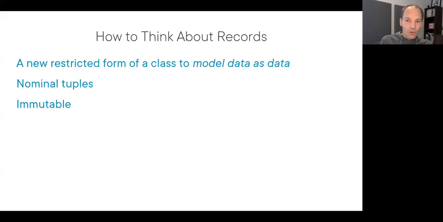Now, before we move on to a little demo, I also want to give you a little bit of a mindset about how to think about records. You should really view records as a new restricted form of a class, to just model data as data and not have to deal with everything around it that we saw previously. A little bit like an enum is also a very restricted form of a class. You can also view records as tuples, and many languages have support for tuples, where you just slap some arbitrary elements together and then you can reference them by index.